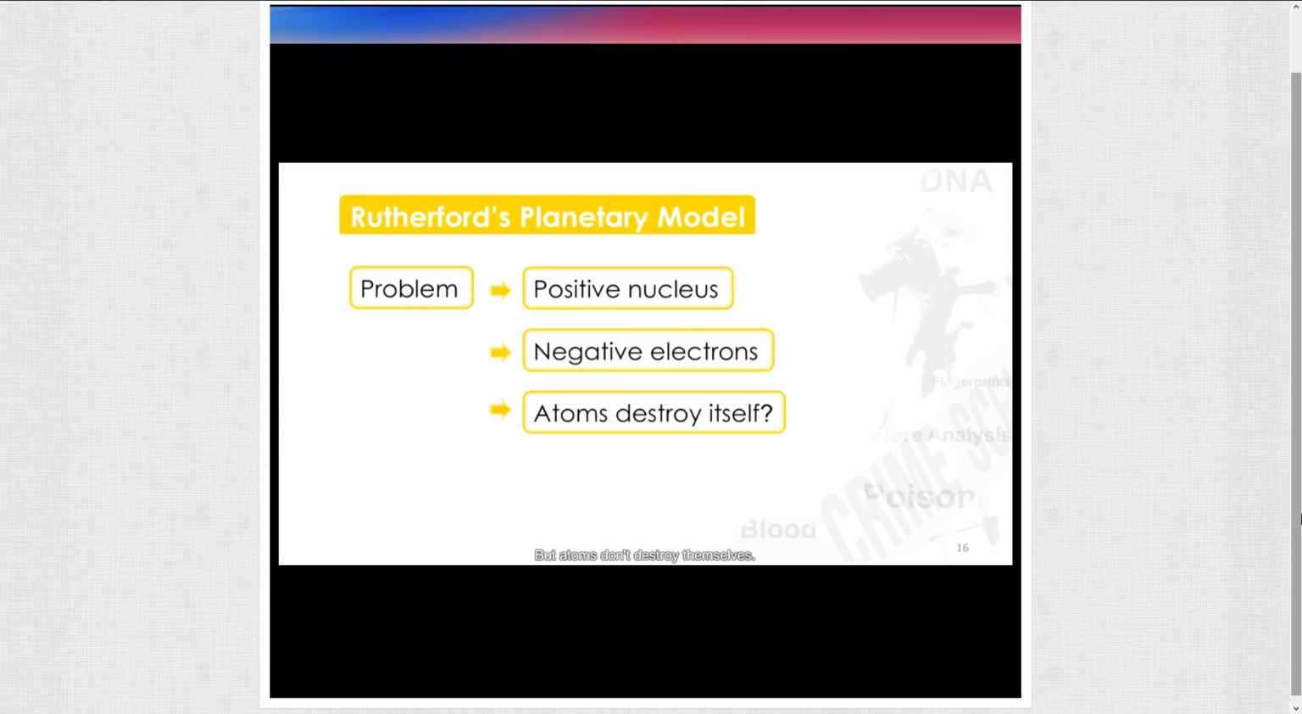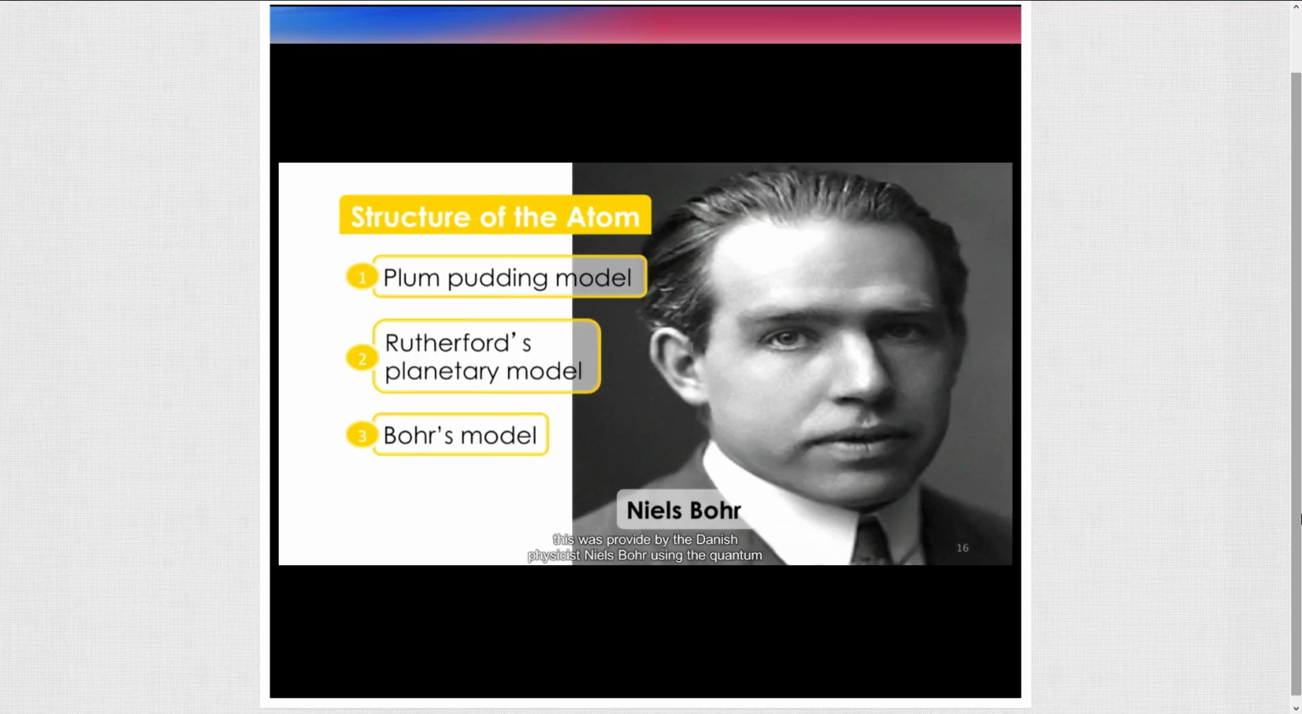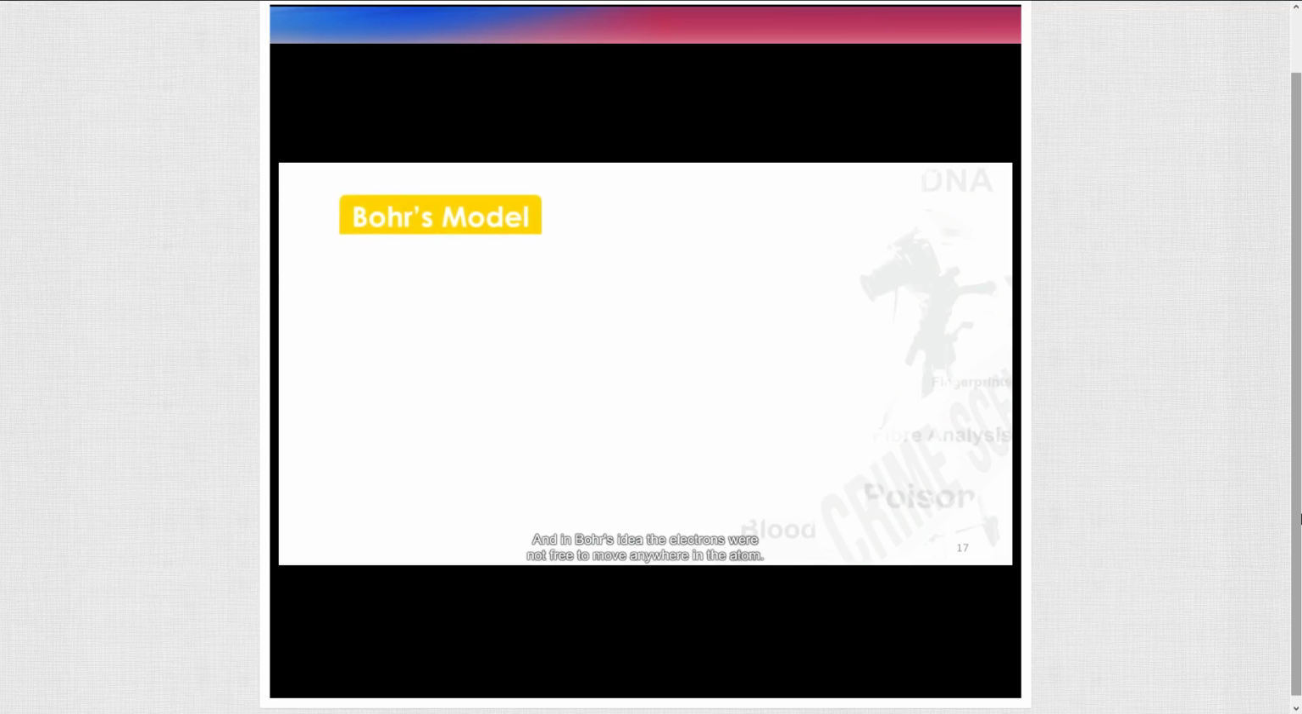But atoms don't destroy themselves. They are stable. So a new theory was needed. And this was provided by the Danish physicist Niels Bohr, using the quantum theory that had originally come from the German physicist Max Planck. And in Bohr's idea, the electrons were not free to move anywhere in the atom. They were restricted to particular levels.